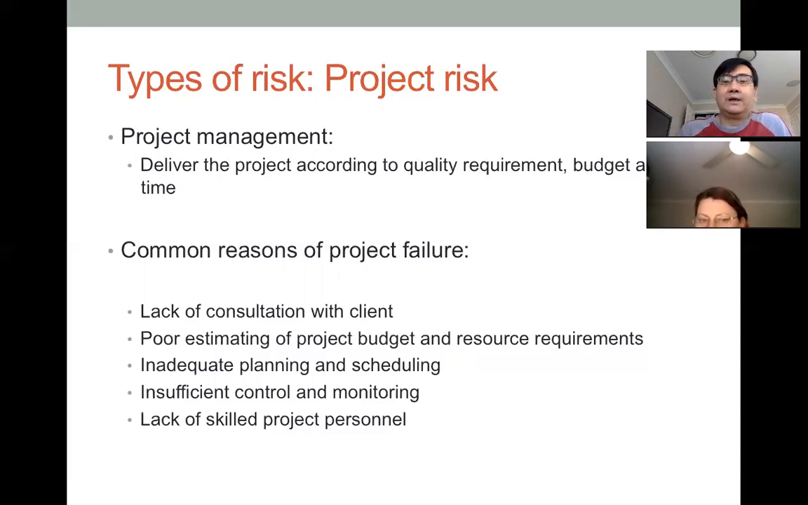As a result, the project does not meet the timeline because we are lacking consultation, or we estimate the project budget poorly, and the resource requirements were underestimated, so that when all costs come to us, the cost would explode if we compare to the budgets, for instance.